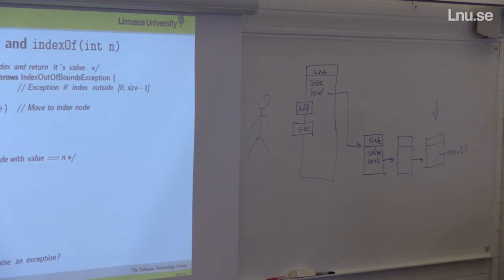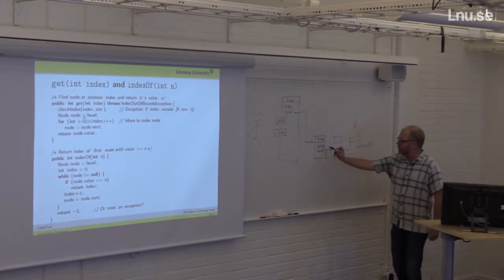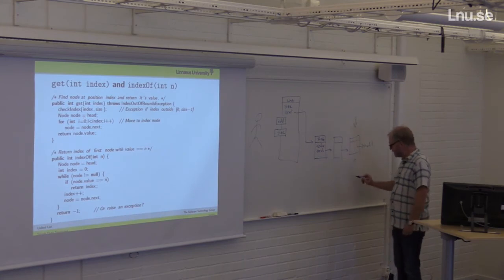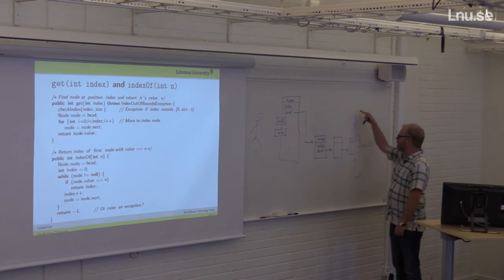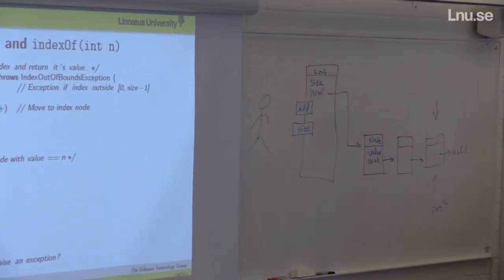So methods like get an element at a certain position, well, we are moving this many steps forward. This is at position 3. Then we are moving 3 steps forward until we point until this one, and then we are returning the element in this element.